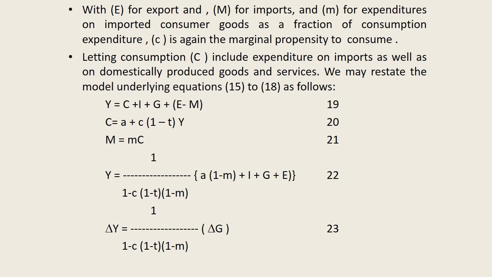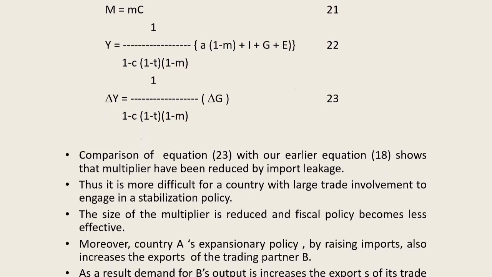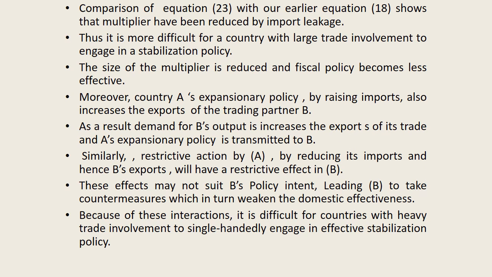The total increase in income, by differentiating function 22, is delta Y, the change in Y, equals the multiplier multiplied by delta G. Here the multiplier equals 1 over 1 minus C small multiplied by 1 minus T and 1 minus M. Comparison of equation 23 with our earlier equation 18 shows the multipliers have been reduced by import leakage.